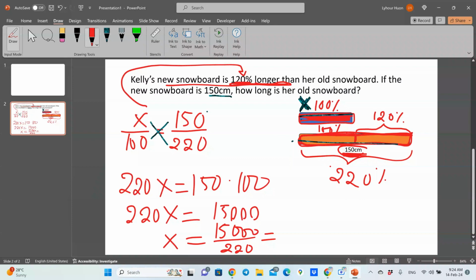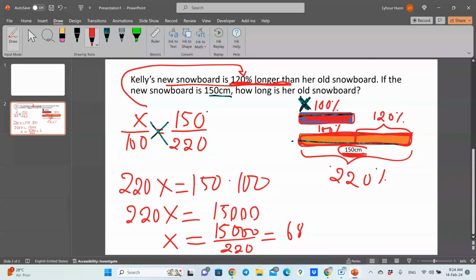Are we supposed to remove the zeros? No, this is 15,000 divided by 220, not 20. Yeah. Okay. 220, yes, 220. 15,000 divided by 220 is 68.18. Yeah, 68.18.